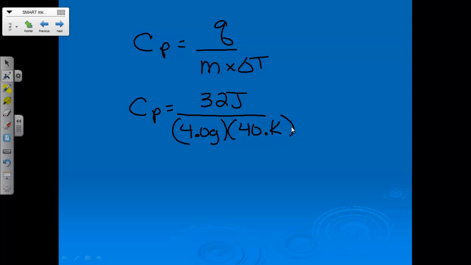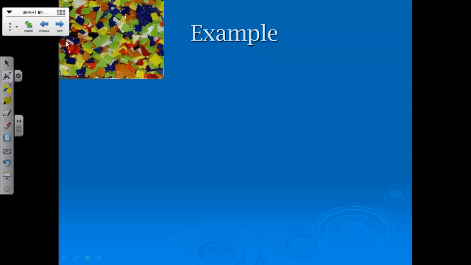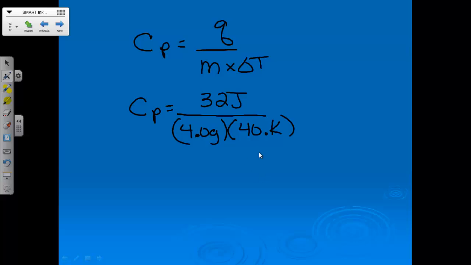And again, just as a reminder, it doesn't matter if this is Kelvin or Celsius, it doesn't change the values, but that's what we can use. Now, I do need to manipulate this equation and solve for it. I'm going to go ahead and solve for the bottom first, just to make my life a little bit easier. And if I take 4.0 times 40, that's going to get me to 160 grams times Kelvin, because I have to keep those units. So now I've got to take 32, divide it by 160.